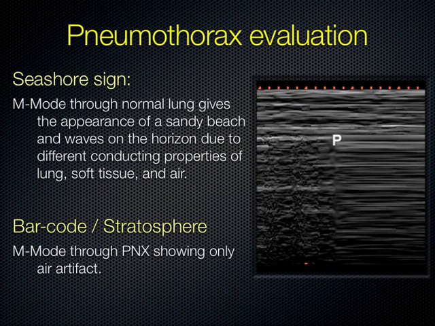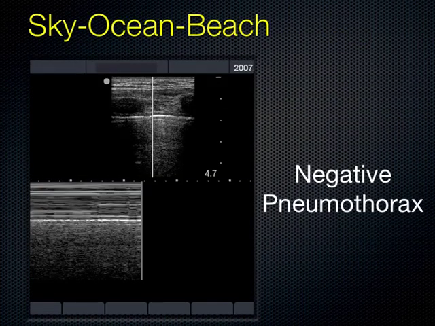Okay, some examples. This is an M mode through the pleural interface, and you can also appreciate, even though it hasn't gotten all the way across the screen, that you have very definite sky, ocean, with the pleural line being the horizon of where the ocean meets the land, and a beach, more inferiorly. That's due to the motion of the lung. Okay?